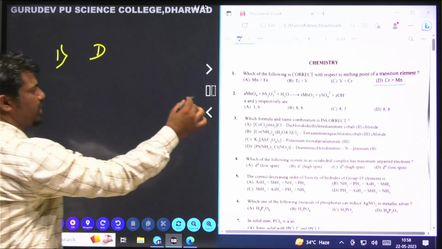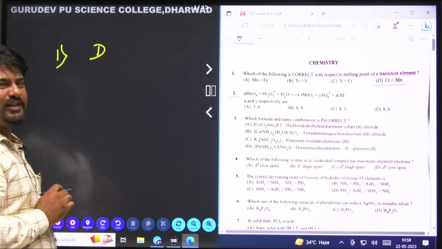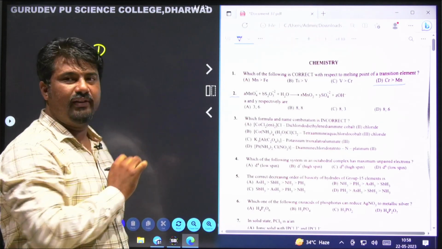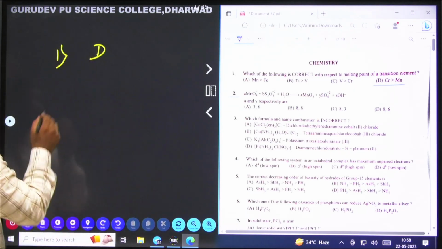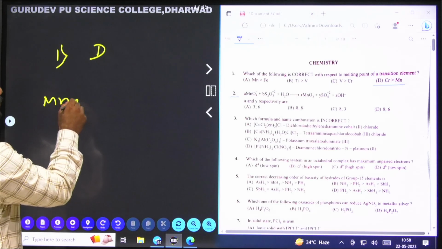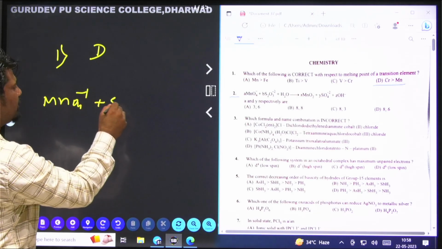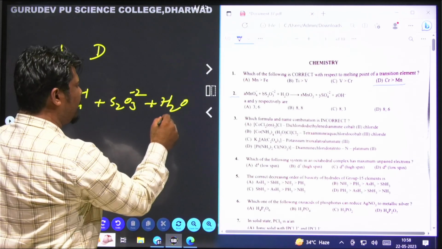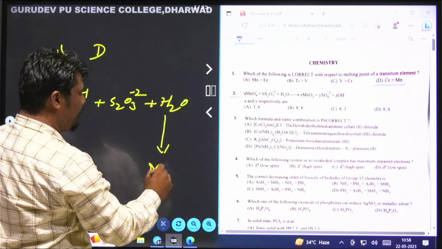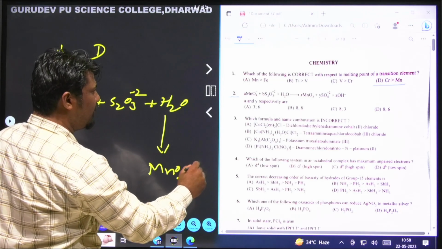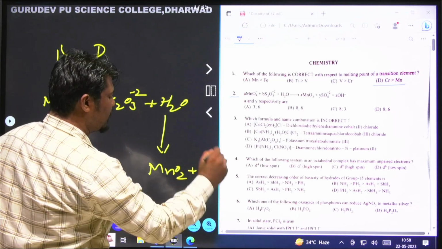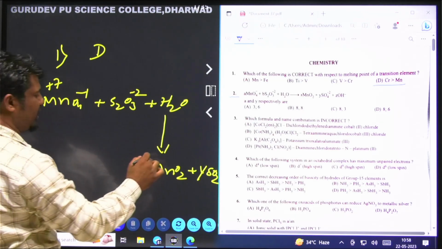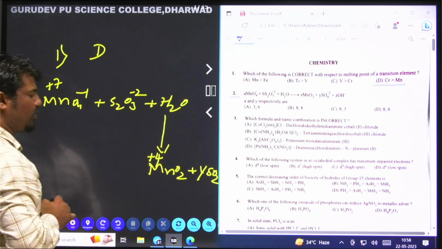Next, I will come to question number 2. Question number 2 belongs to redox reactions, the first PUC syllabus, and it is based on the balancing of equations. Here manganese is reacted with S2O3 2- in the presence of water. It will give rise to MnO2 along with the formation of Y number of SO2. Here manganese shows the +7 oxidation state, and on the product side it shows the +4 oxidation state.